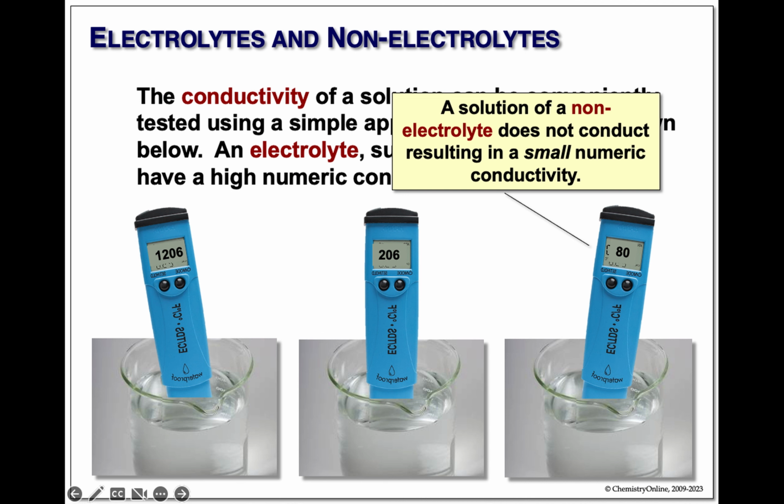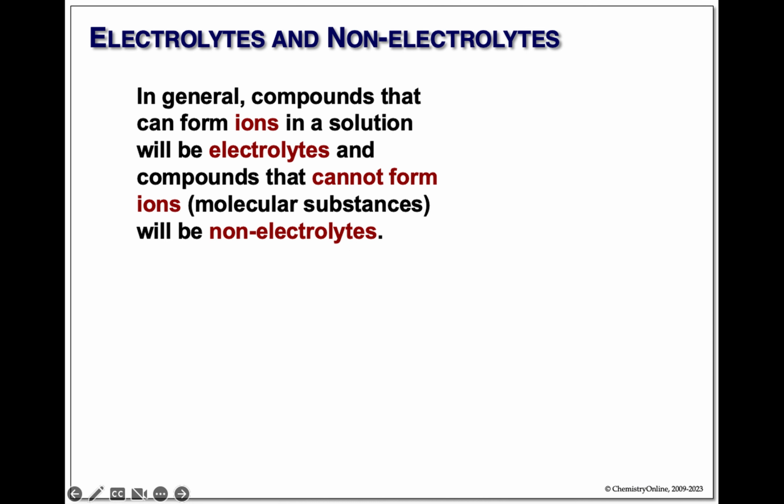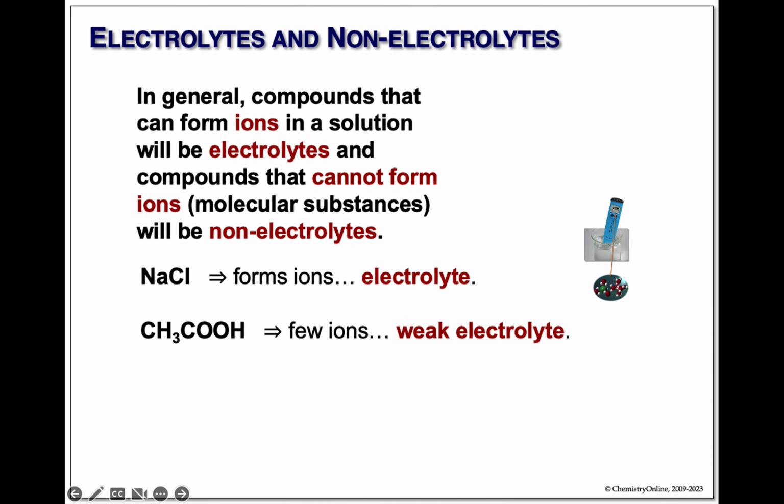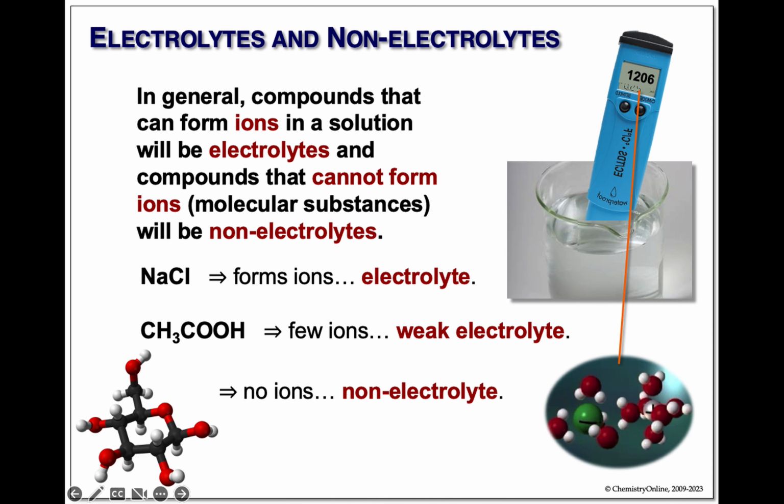The bottom line on electrolytes and non-electrolytes: if you form ions, it's an electrolyte. If you get just a few ions, it's weak. And if something like glucose dissolves nicely, doesn't form ions, it's a non-electrolyte. Any questions?